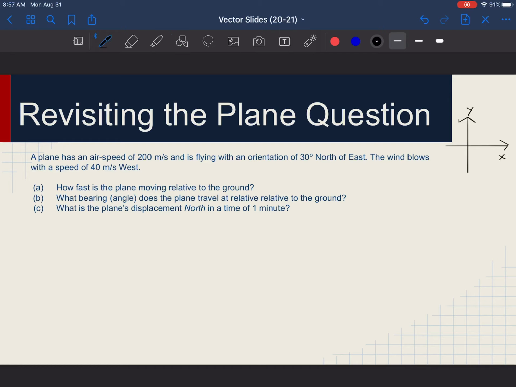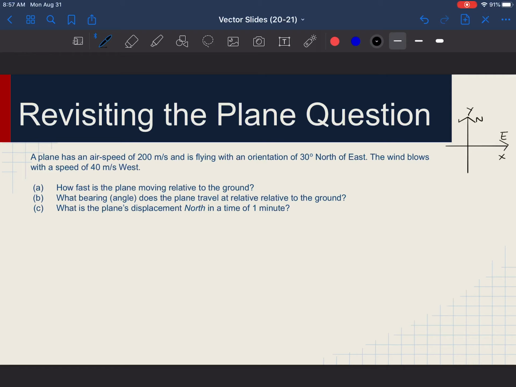All right, so this is the x direction, this is the y direction. The y direction is basically the same as north, and the x direction is the same as east. So we're going to put a coordinate system onto the cardinal directions. Okay, so first thing, let's try to find the speed of the plane.